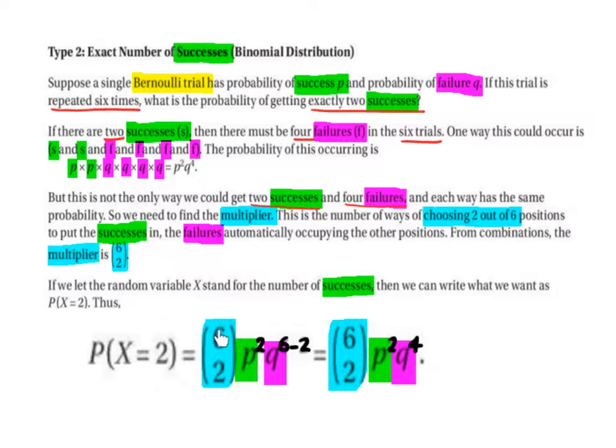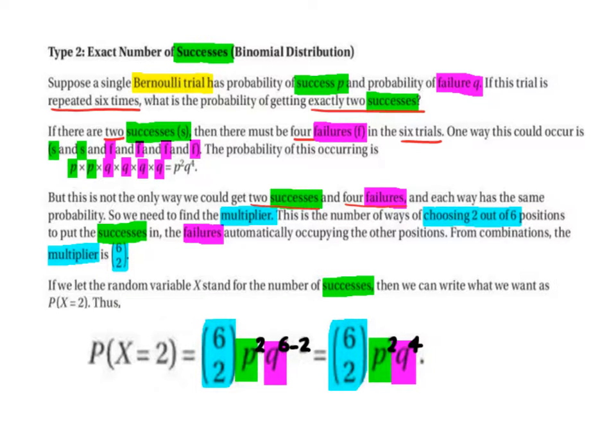So basically the 2 is the power of the P, and we also subtract the 2 from the 6 for the power of the Q. And 6 take away 2 is 4. So you end up with 6 choose 2, P squared Q to the power of 4. So this part we already had from up here, and the 6 choose 2 we got from combinations, choosing 2 out of 6 positions.